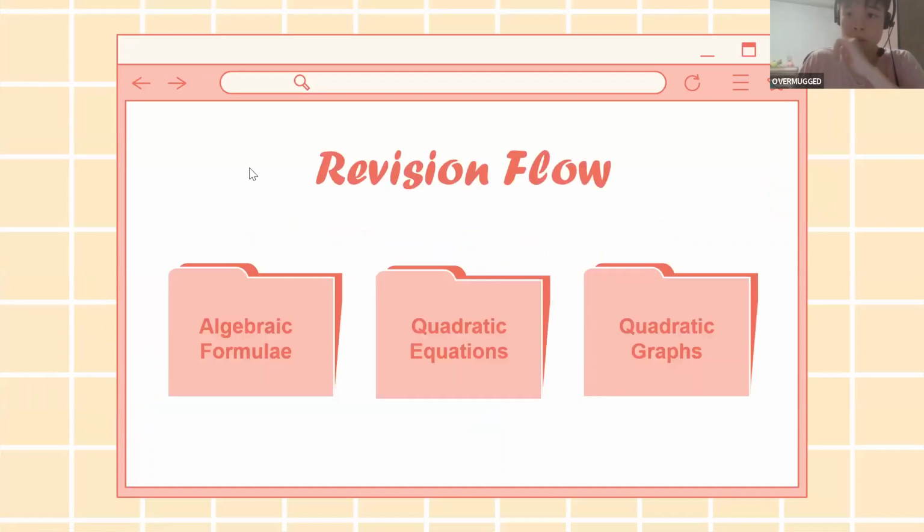Okay, so how the flow will go is I will cover algebraic formulae first, making the subject, followed by quadratic equations, and then quadratic graphs. So three main concepts over here. I didn't classify into chapters because some of you may be using different textbooks.